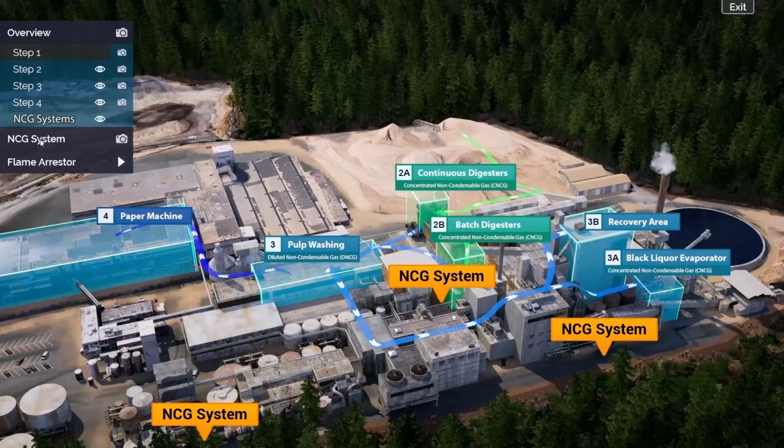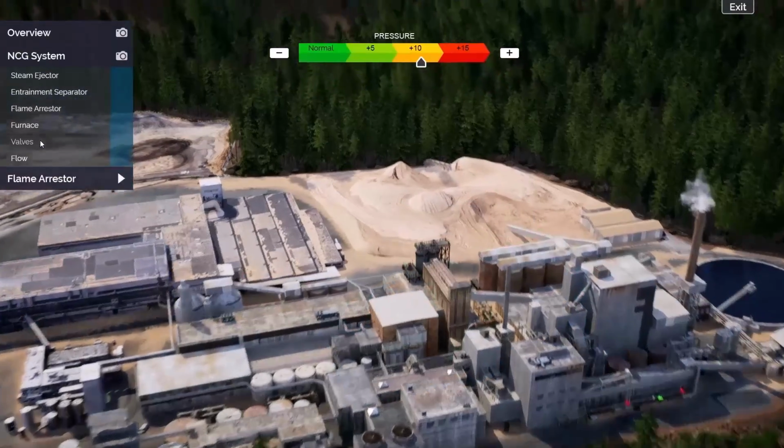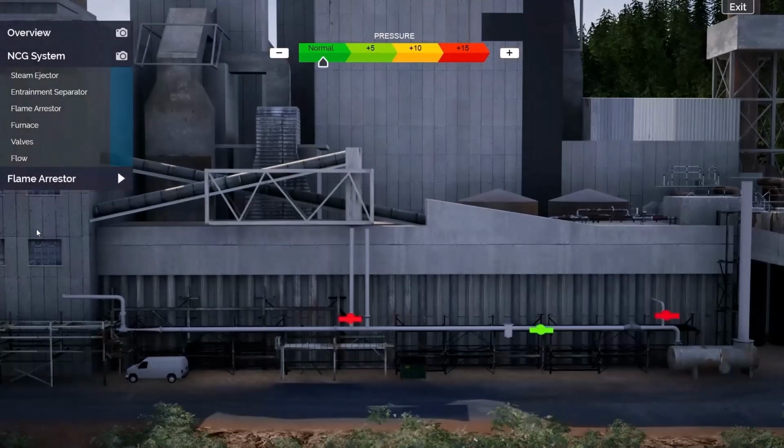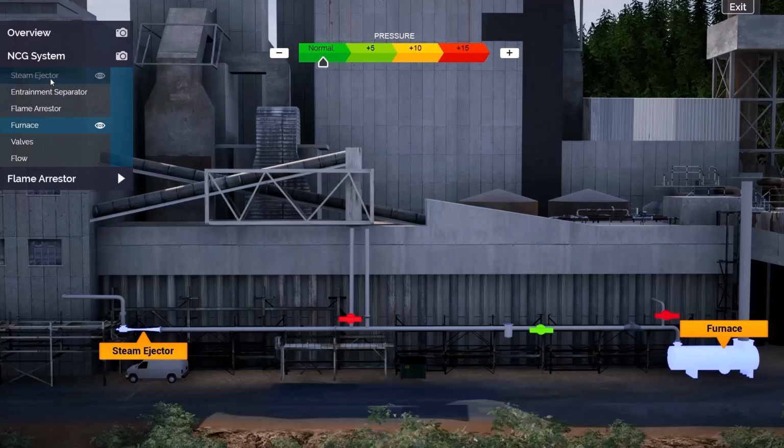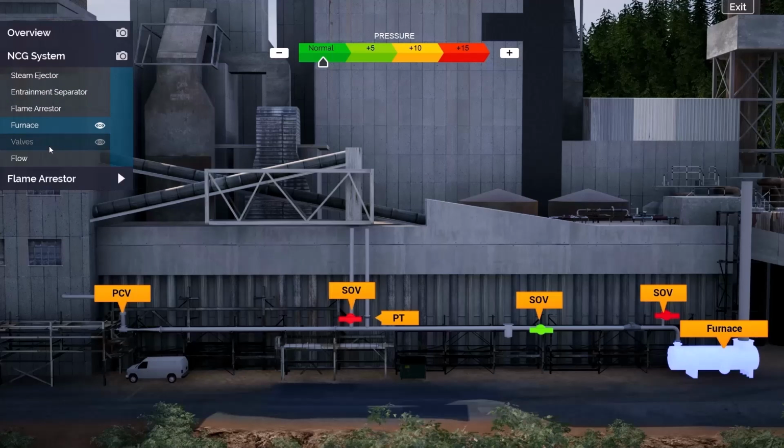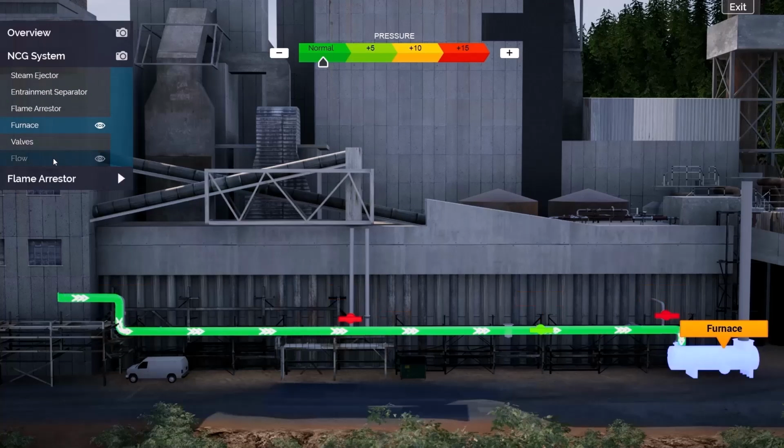From this view, we can give an overview of the NCG system and go through its components. We can label important parts such as the steam injector, entrainment separator, and flame arrestor. We can show the location of the furnace, turn off some of the other labels, show where all the valves are located, and show the flow of the gas from the building to the furnace.